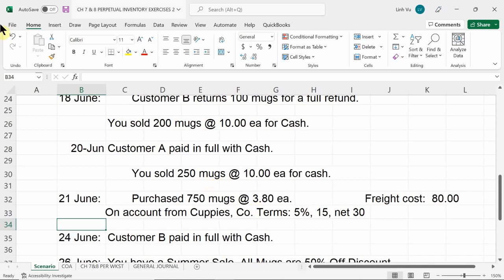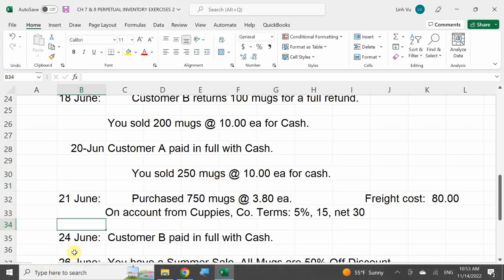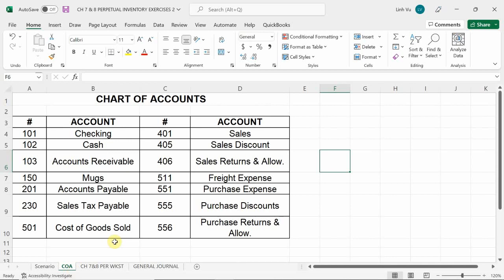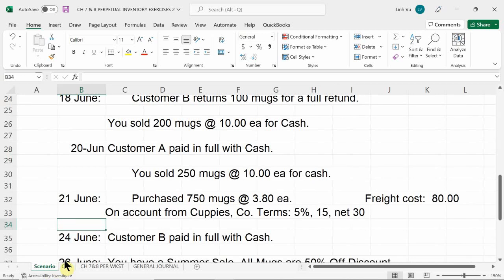the 10% discount. So let's take a look at my chart of accounts once again. That means customer A has received a sales discount. Sales discount 405. We have to give back a portion of that sales tax money too, because we originally charged customer A in full for the full 250 mugs, but because they're being discounted, we need to take that into consideration as well. So again, customer A pays in full with cash on June 20th.